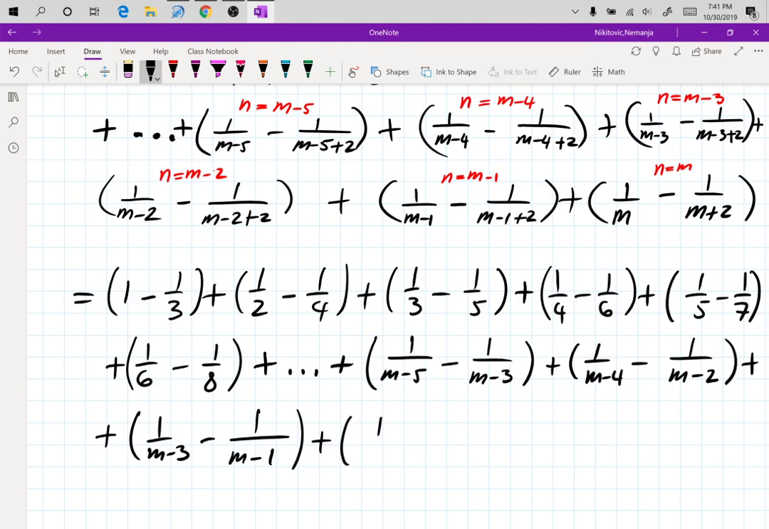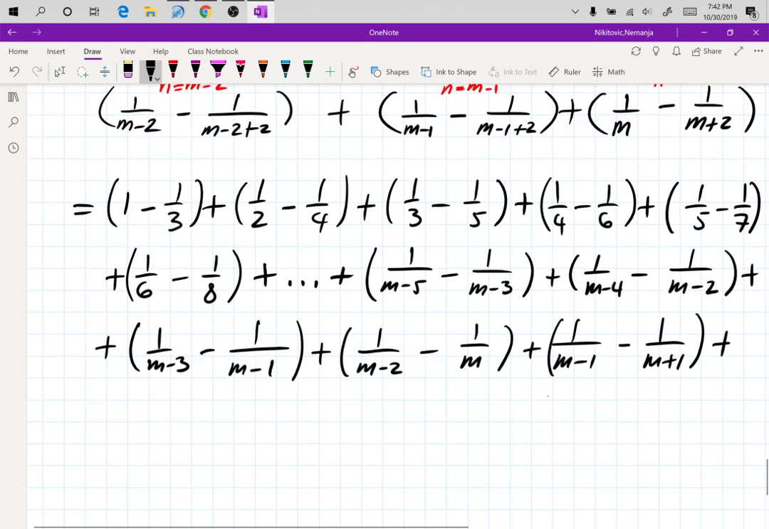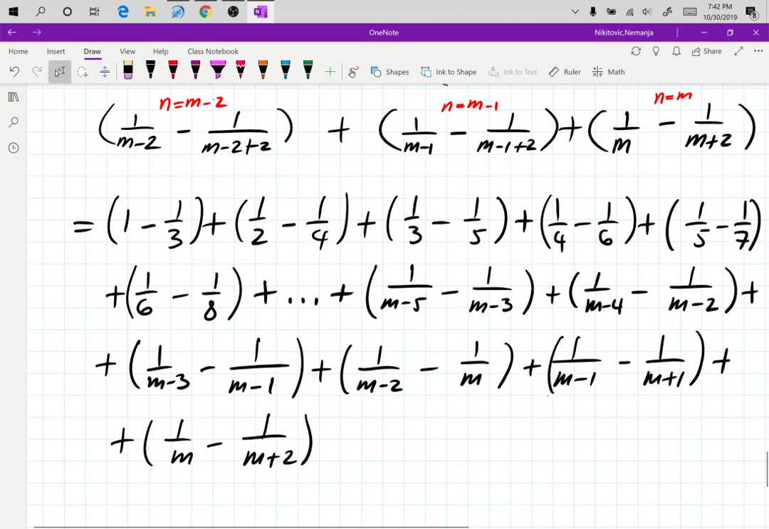If you get the bingo, just yell it out. Then 1 over m minus 2, minus 1 over m, plus 1 over m minus 1, minus 1 over m, plus 1 over m, and the last term over here, for simplifying, 1 over m minus 1 over m plus 2. That's simplified. Does anyone see what happens now? Something will go to 0 eventually, yes. But what happens before something goes to 0?